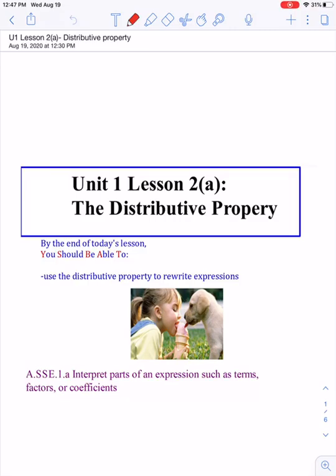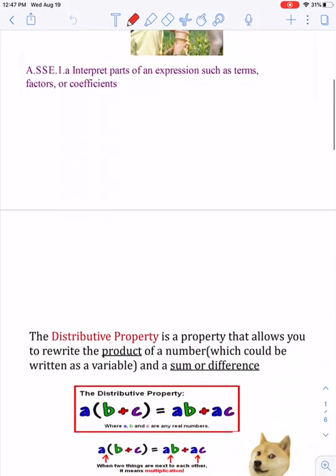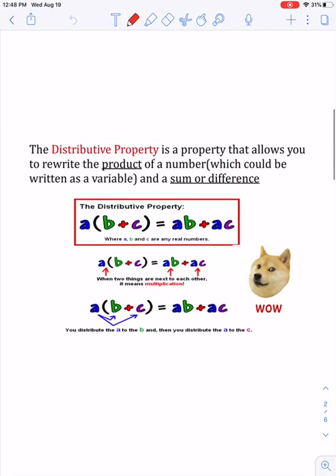Hello everyone, today we are going to discuss the distributive property, and this is probably something you've seen before. The distributive property is just a property that allows us to rewrite the product, which means multiplication, of a number, which could be written as a variable, and a sum or difference. Again, sum is addition, difference is subtraction.